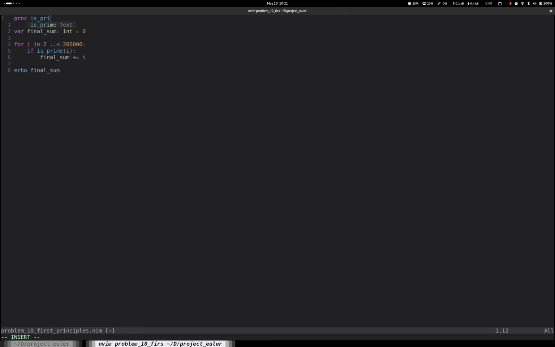Now define the is prime function like this. Just do for i in 2 less than number, if number mod 2 equals to 0, return false, return true.